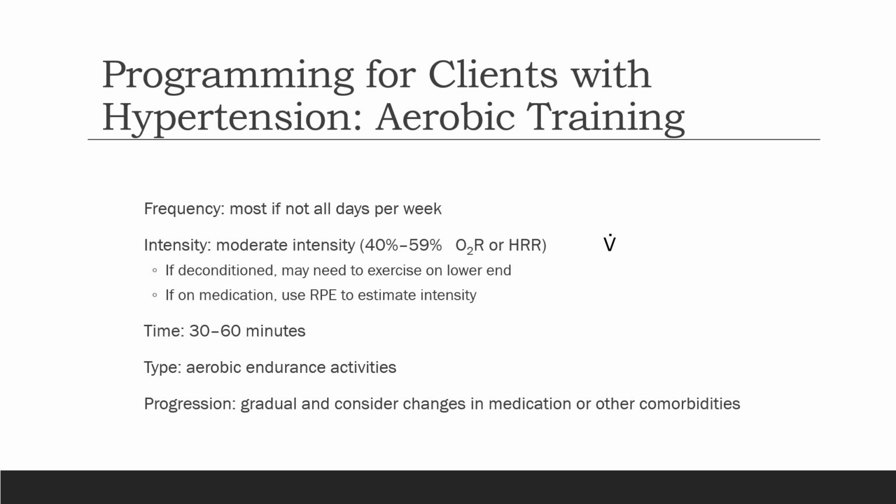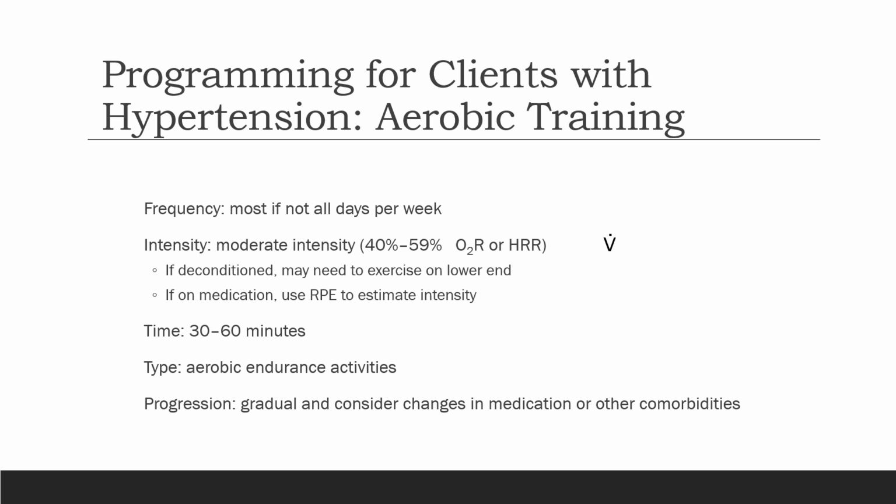ACSM recommends moderate intensity exercise of 40 to 59% of VO2R or heart rate reserve as the primary intensity prescription for individuals with hypertension. Fitness professionals should apply the lower end of this range for hypertensive clients who are deconditioned, older, or have comorbid conditions that can affect their risk of experiencing cardiovascular complications during exercise, such as diabetes and CAD. RPE can be used to help determine intensity rather than heart rate in the presence of certain medications that can affect the client's heart rate response during exercise, such as beta blockers, which are the main culprit. An RPE range of 12 to 13 on a 6 to 20 scale is appropriate for these clients to achieve moderate intensity exercise.